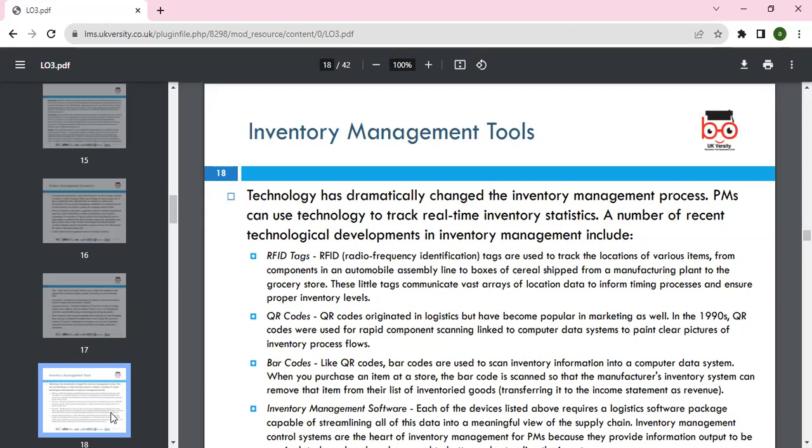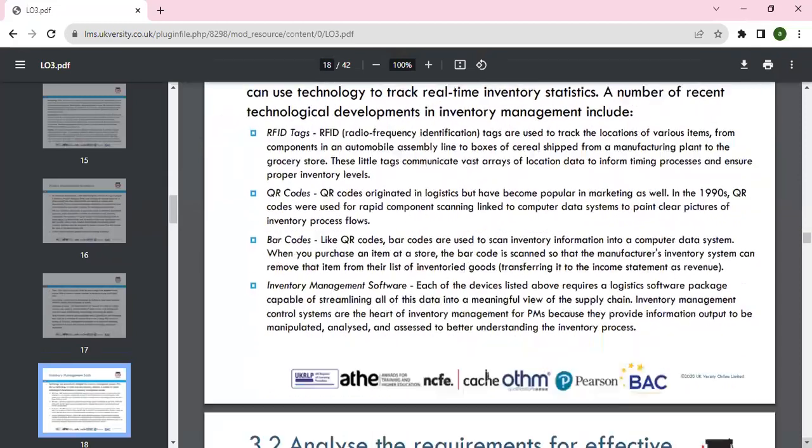Since 1990, the QR code has been used for rapid scanning of components and computer data, and to update inventory records. A barcode is like a QR code. These are used to scan inventories, locations, computer data, and update the stock on the system, so we can see the part numbers. Like in a warehouse, we normally use inventory management software. The devices listed above require logistics software capable of streamlining.